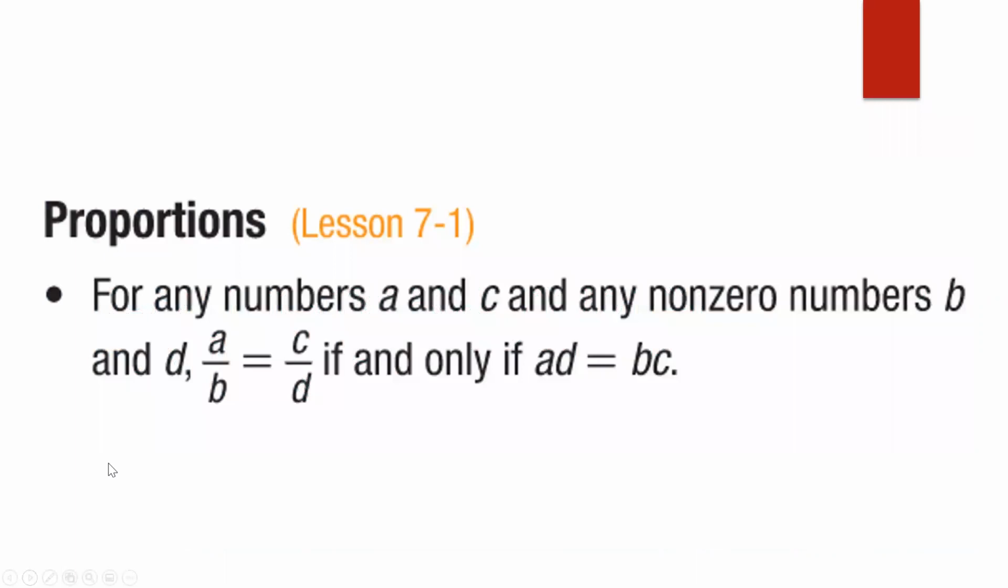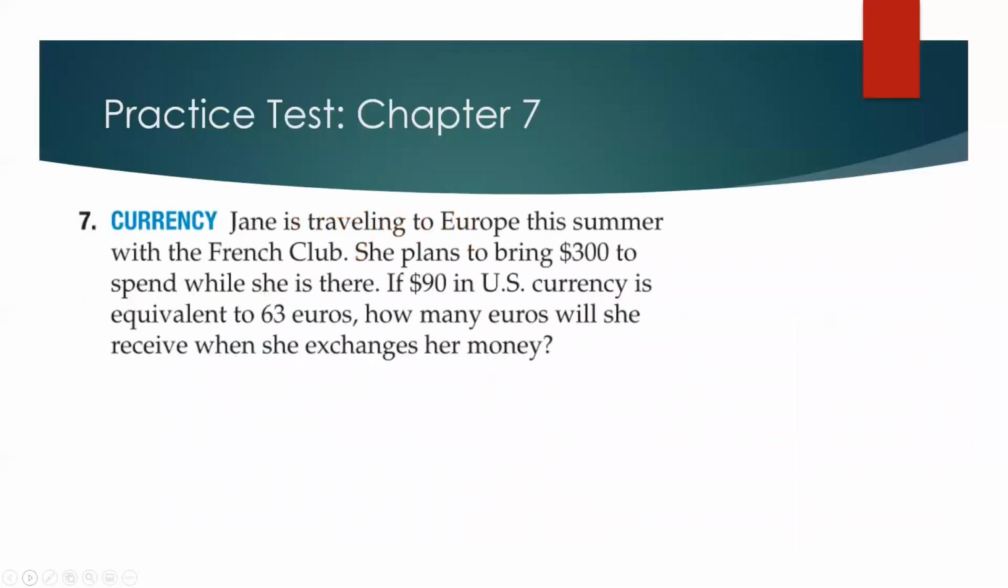All right, so the first section talks about proportions, and it says for any numbers a and c and any non-zero numbers b and d, a over b is equal to c over d if and only if a times d is equal to b times c. Okay, so in other words, when you cross multiply, if they're equal to each other, then whatever you're comparing is proportional to each other.